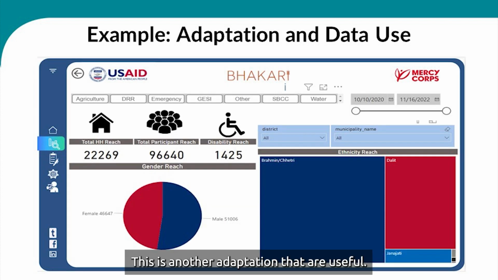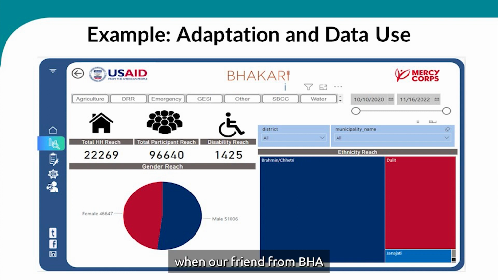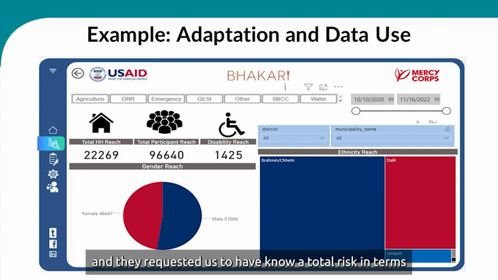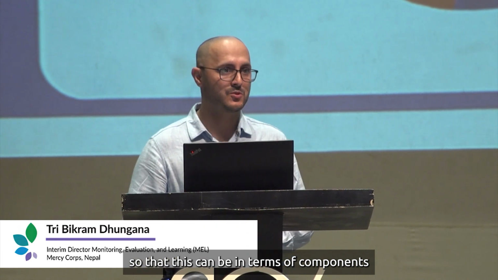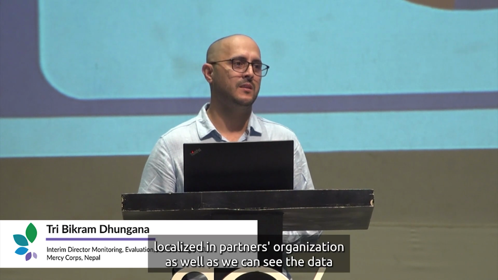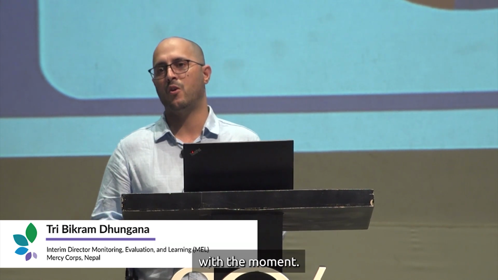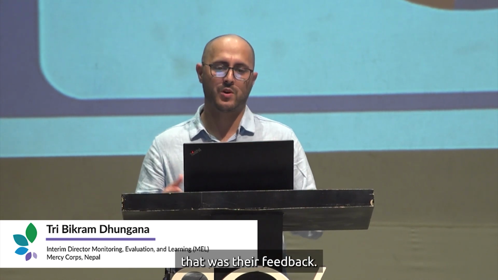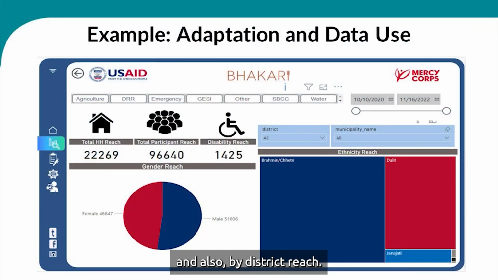And this is another adaptation and data use. This adaptation happened recently when our friends from BHA and the USAID mission went on a monitoring visit, and they requested that we have total reach in terms of your municipalities and districts, by component, so that it can be easily localized in partner organizations and we can share the data with the government. That was their feedback. So we recently added this dashboard to see the component-wise reach, also district-wise reach, and also the municipalities: in the 21 different municipalities we are working in, how much reach we have achieved.